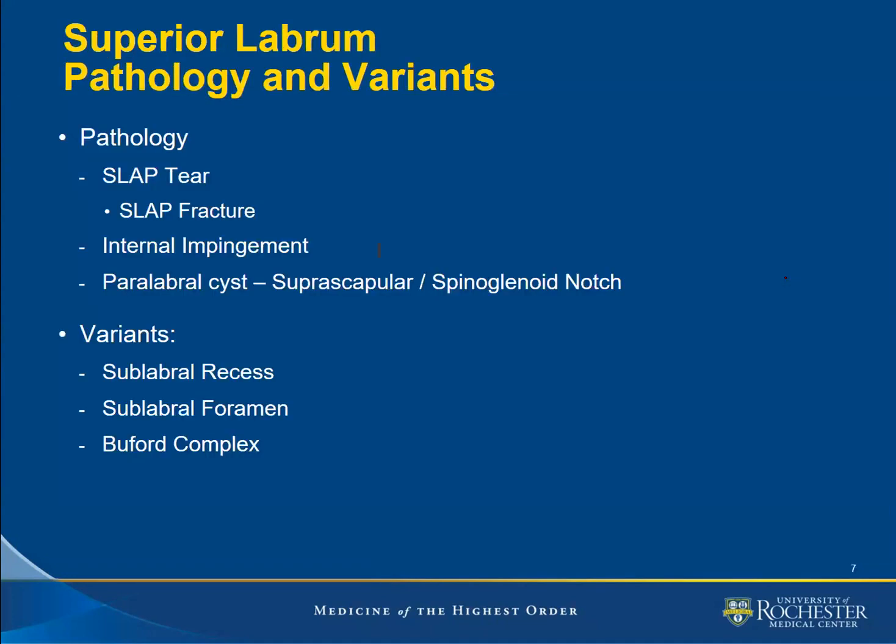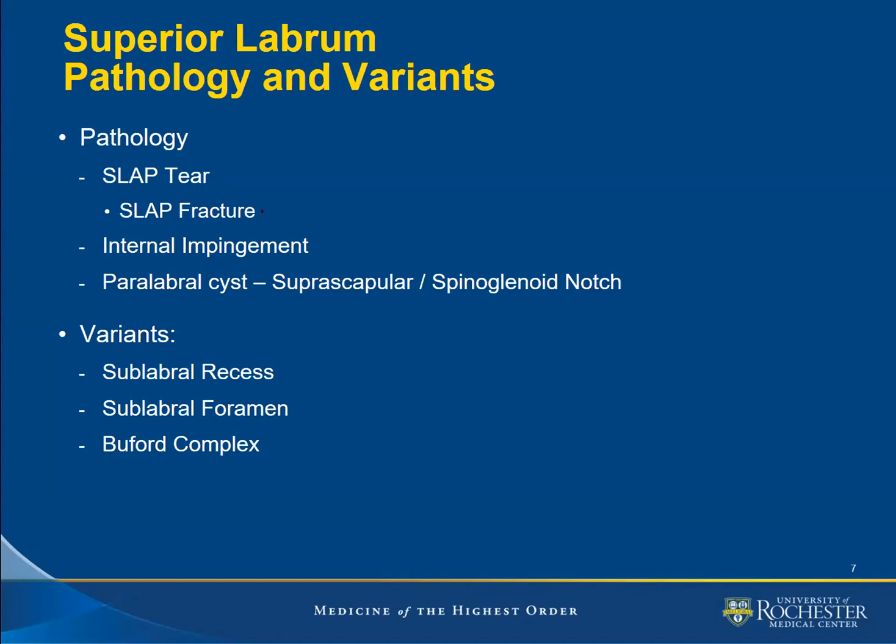Now, as for a discussion of superior labrum pathology and variants, the one thing to keep in mind is that when you get into this quadrant of the glenoid, this is where the majority of your normal variants will live, particularly in the superior and anterior superior quadrants. And the pathology of the superior labrum is predominantly labeled as a SLAP tear, or superior labral tear from anterior to posterior.